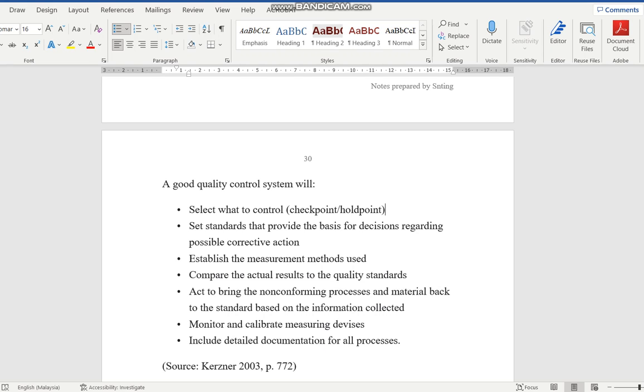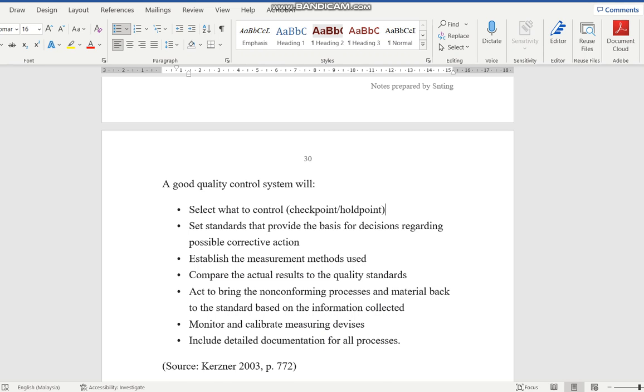So these are the acceptance criteria. These are the testing that needs to be done. Establish the measurement method, and then compare the actual result with the standards, and then look at the conformance, look at the patterns, look at the documentation of the processes. Besides that, you also need to calibrate your devices, because like I said, in engineering we do a lot of measurements. So measurement needs a lot of measuring devices, and measuring devices usually need to be monitored and calibrated. So all these are part of good quality control systems.